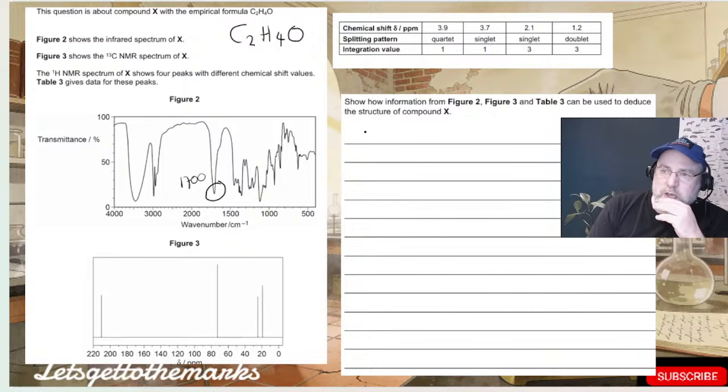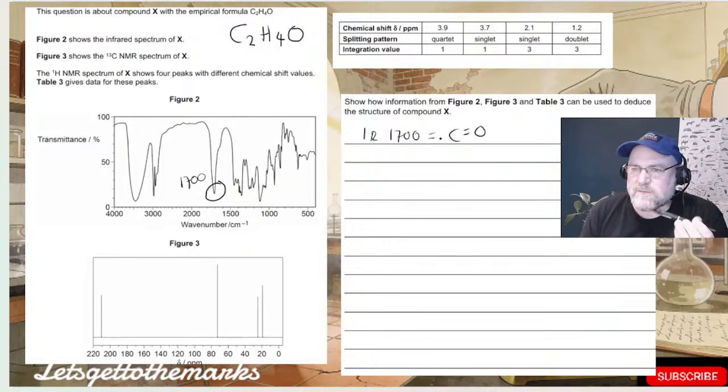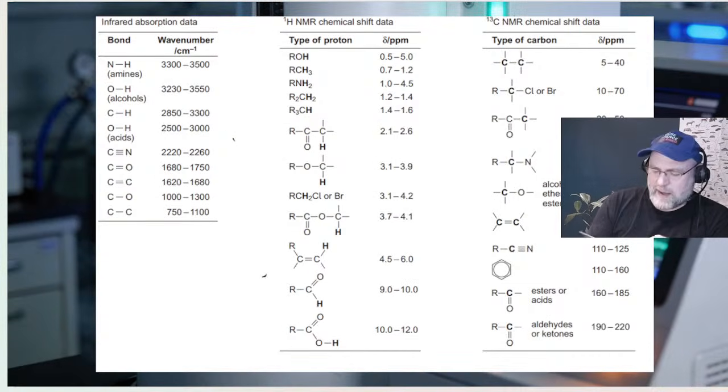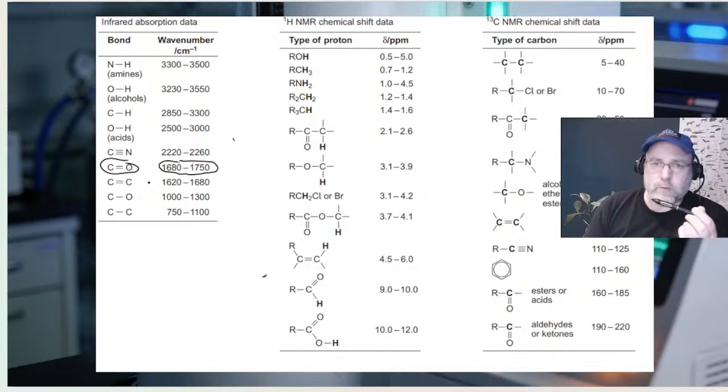So you're going to go IR 1700 equals the C=O bond. It's actually between like 1720 and 1750, so I should probably put 1750. Look, if we want to check it, we can go here and have a look. If we go to the infrared, you can see over here it's about 1680 to 1750. If you want to write the range, you can write the range. It's up to you what you want to do.